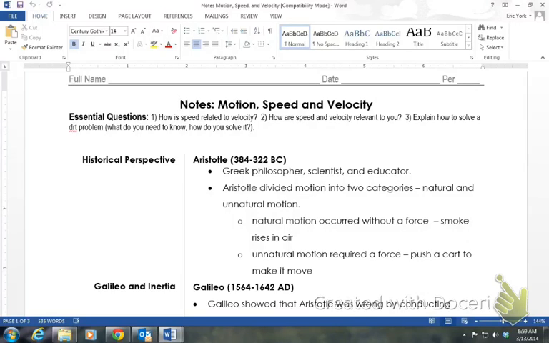So at this point, if you haven't done so already, take out your notes from last class, motion, speed, and velocity. I left a few extra copies, so if you don't have yours from last class or you were absent, be sure to get this and turn to the back page, and we'll get started on our velocity problem. I'll give you a few seconds. Go ahead and get that done.